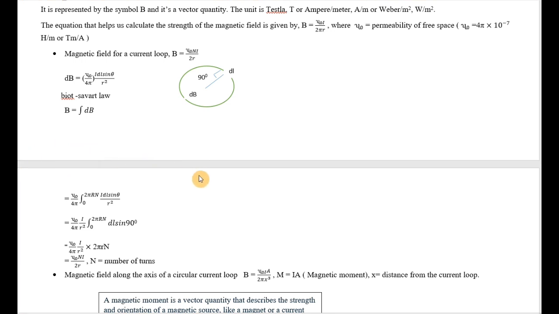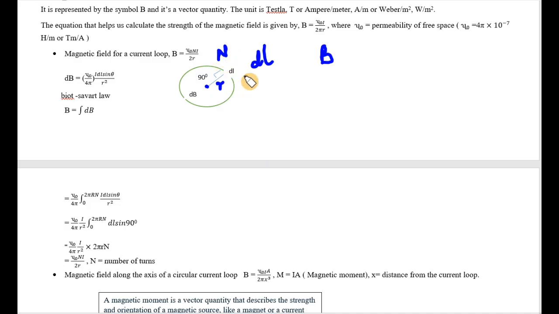So to find the magnetic field for a current loop, if this is a circular current loop, we define an infinitesimal element of the length, dL, as denoted here. The distance from this point, the center of the loop, to this point is denoted as r, and the small magnetic field experienced at the center is denoted as dB. The loop can have N number of turns.